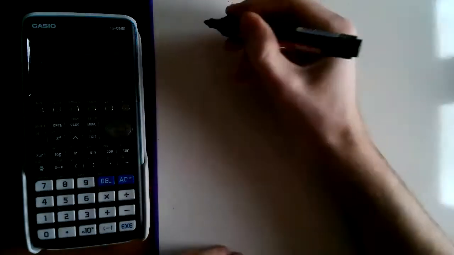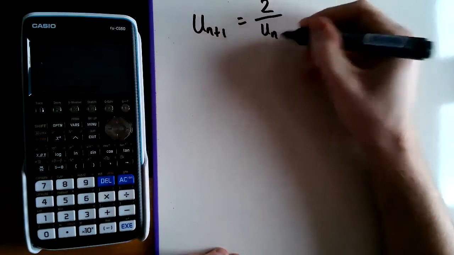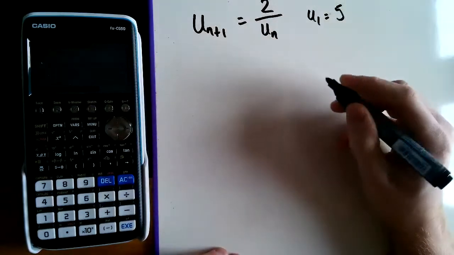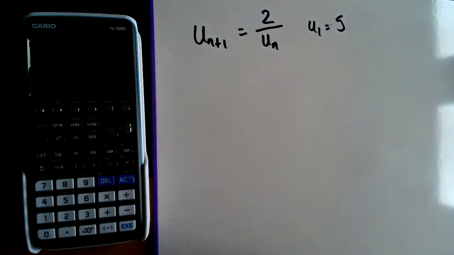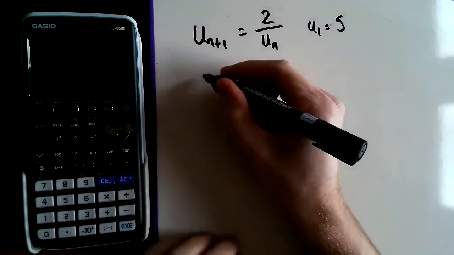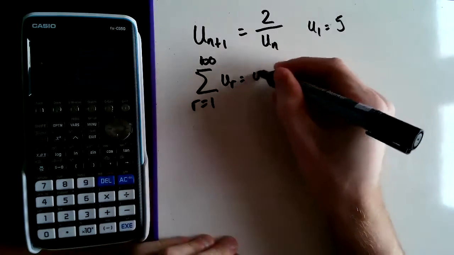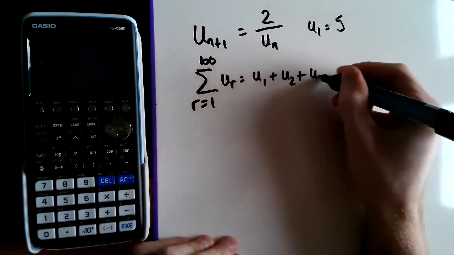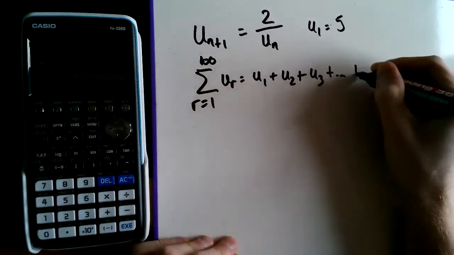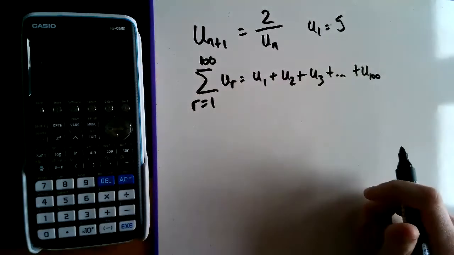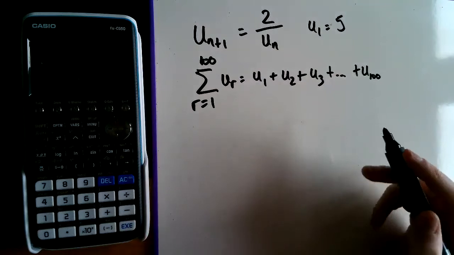Fourth one. So we have a sequence u(n+1) is 2 over un, and u1 is 5, and we want the sum from 1 to 100 of ur. So this thing here means u1 plus u2 plus u3. I'm just changing r into these numbers, 1, 2, 3, all the way up to 100. So it's either going to be an arithmetic sequence and I can use Sn, a geometric one, I can use Sn, or it's going to be some kind of pattern.